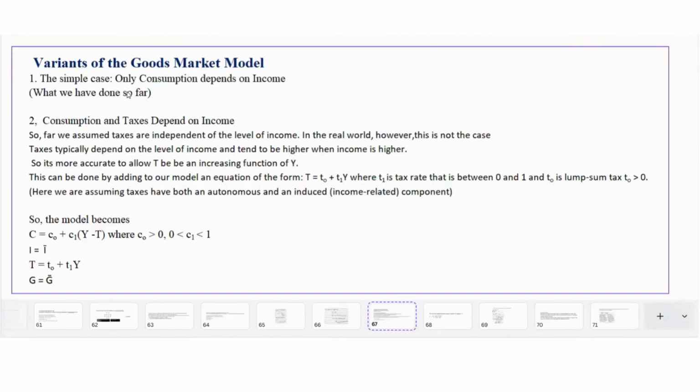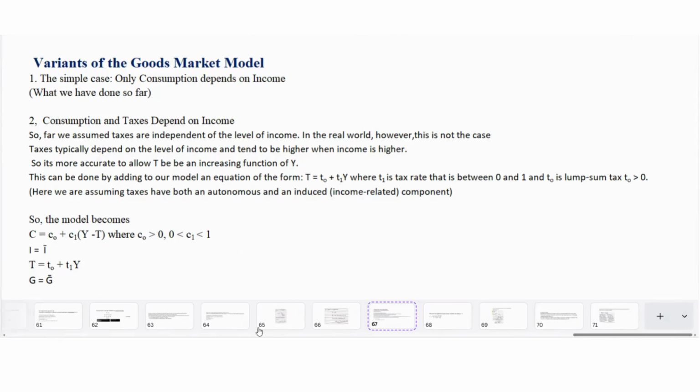Now we want to look at a variant of our goods market model in which not just C, but taxes also depend upon income. So far, we had T equal to T bar, but now we want to allow taxes to depend upon Y. Taxes typically tend to be higher when income is higher, so it's more accurate to allow T to be an increasing function of Y.